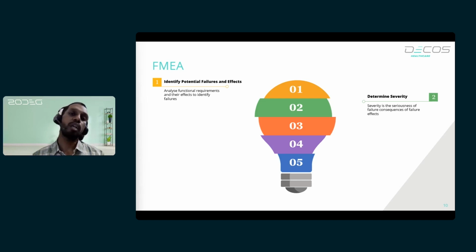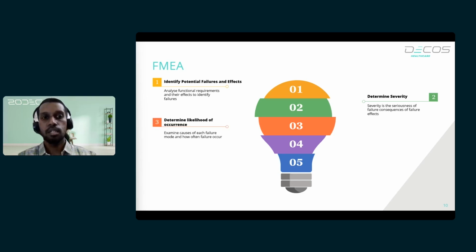So severity will always give us information on the seriousness of the identified failure. So if this failure is going to occur, what would be the severity that is going to be caused to the user, or it can be the patient as well. So we need to identify the seriousness of the functional failure that can take place. Once we have identified the severity, we'll move into identifying the occurrences. So if this failure is occurring, what could be the cause for this particular failure to occur? So we need to identify the root cause.